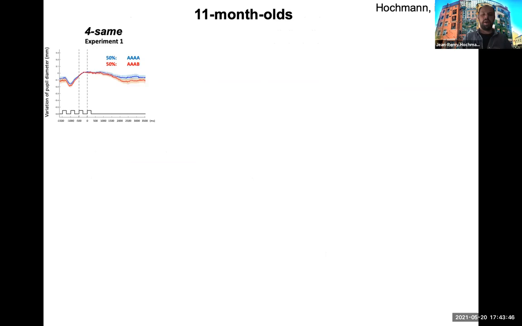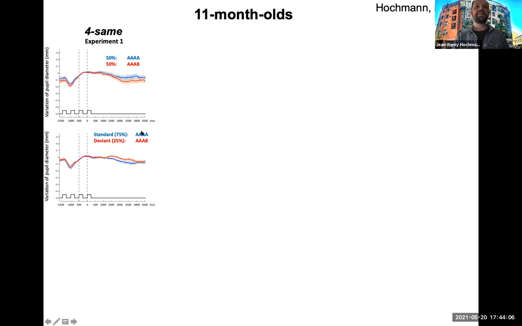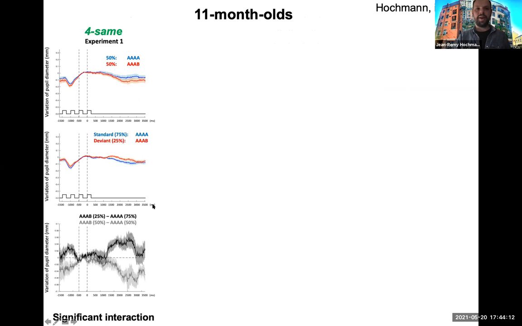On the first line, I'm always going to show the control group first. So with four syllables, where we have AAAA and AAAB sequences, you can see there's no significant effect on pupil dilation. But now if the AAAA sequences are more frequent, then we do see pupil dilation and we observe a significant interaction between the two groups. So that shows that infants are able to represent the relation between four same syllables.